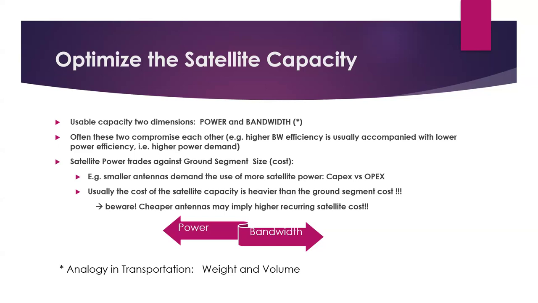And sometimes the two elements play in opposite directions. So if you're trying to transmit a signal to a very small dish, you're going to need more power. If you have a big dish, you're going to need less power. So the question is, where do you draw the line for balancing the power and the bandwidth of the satellite so that you don't waste power or waste bandwidth?